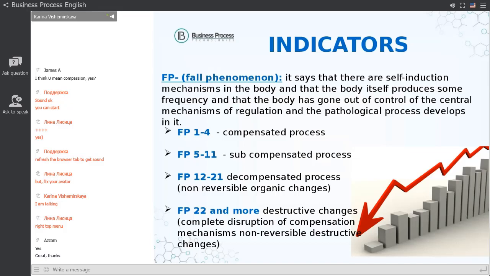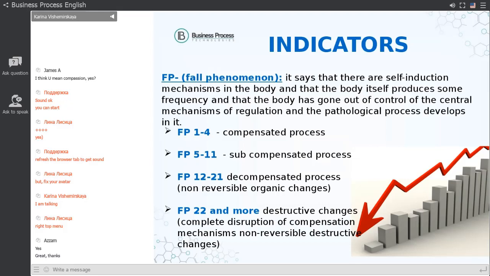But if it is from 1 to 4, we can talk about compensated processes. So there are some processes, some changes. Our body, our organ, our segment started to produce some frequency itself, but this is compensated, and our organism may work on it itself, may fix it itself without our help. Maybe yes or maybe no, but normally yes. If the fall phenomenon is from 5 to 11, we talk about subcompensated processes.